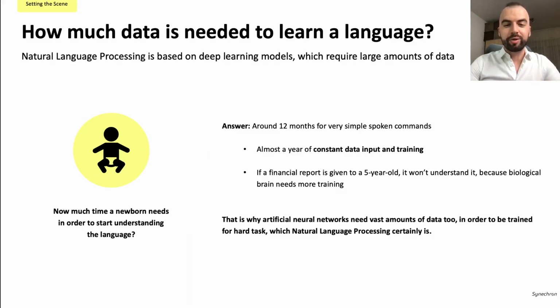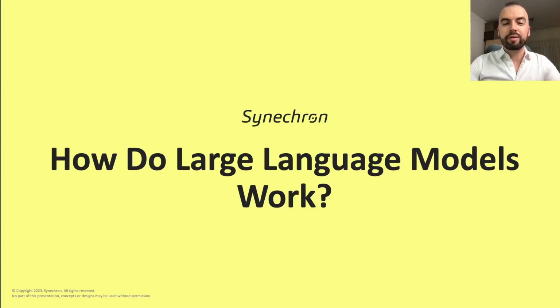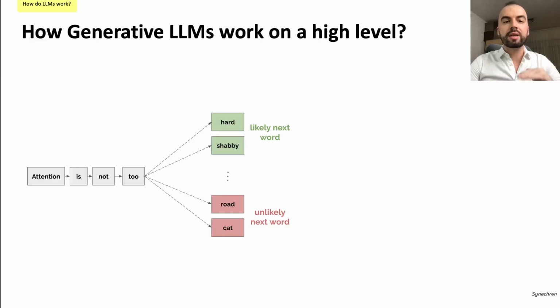So the next question we are going to answer is, how do large language models work? Without explaining any underlying mathematics in order to simplify the explanation so we can get a bigger picture of how these models work. There are 2 types of large language models, representational and generative. Today we are covering just generative large language models. Their main goal is to generate text.